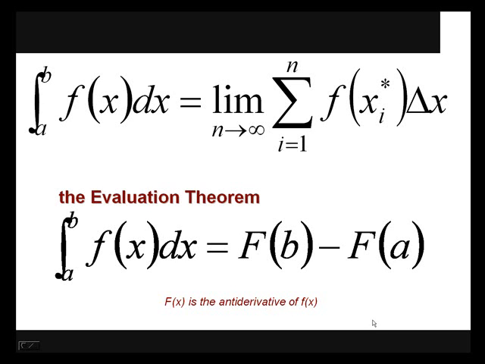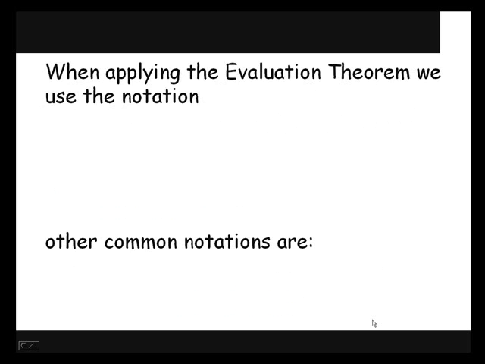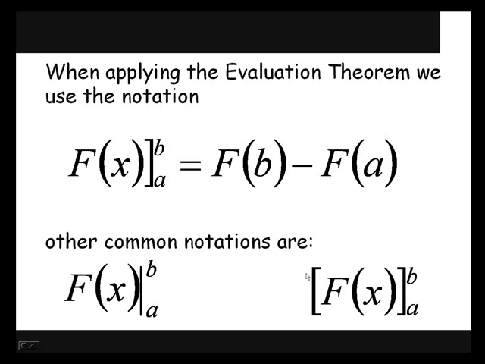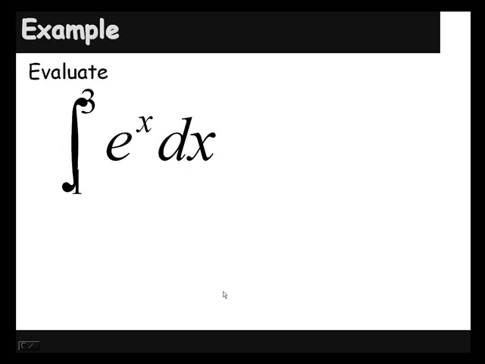This is the evaluation theorem, and the evaluation theorem makes it pretty simple to evaluate some integrals. When applying the evaluation theorem, we use the notation from a to b to mean F of b minus F of a. Other common notations are, instead of a bracket, we'll just use a straight line. Some people bracket in both ends, and you might see me mix mine a little bit.